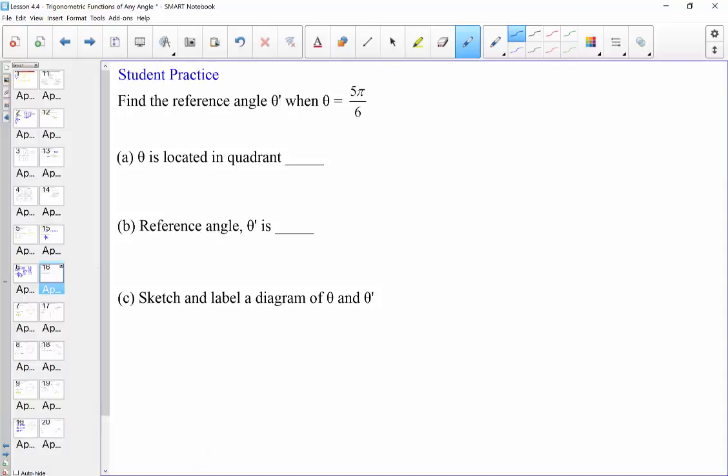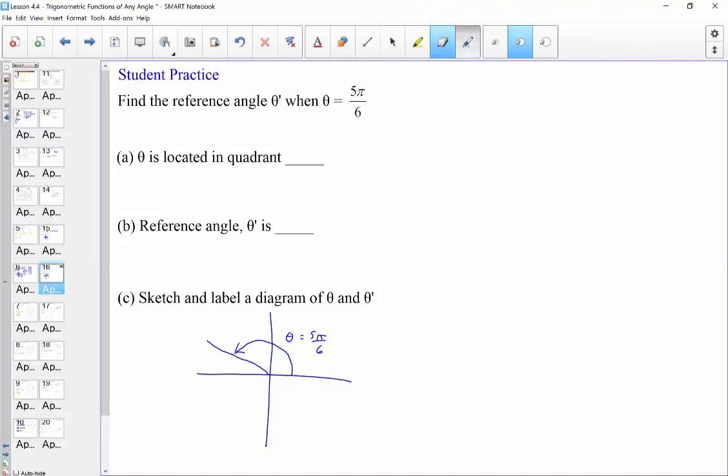We'll again draw a diagram first to help us visualize this problem. 5 pi over 6 will lie in quadrant 2 approximately here. So theta equals 5 pi over 6 would be representative of this angle here. Theta equals 5 pi over 6. So our reference angle then will be here, and it lies in quadrant 2.